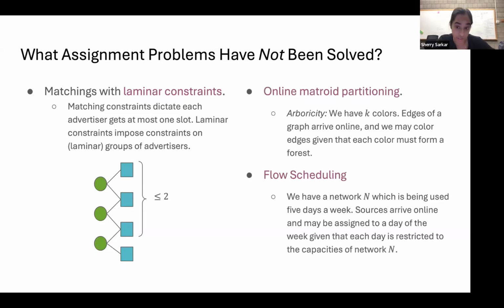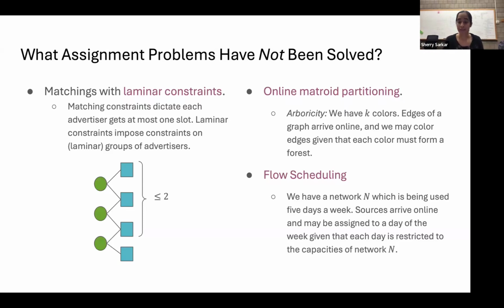There's online matroid partitioning. And so let me take my favorite example of that, arboricity. Say we have let's say 3 colors, red, green, and blue. And edges of our graph are arriving one by one. When an edge arrives, you want to color it one of these colors. But we have the extra constraint that every color needs to be an acyclic subgraph. So we want to color as many edges as possible, but our colors have to remain acyclic. How many edges can we color? This is online arboricity.